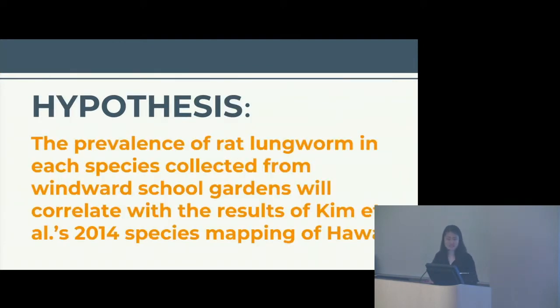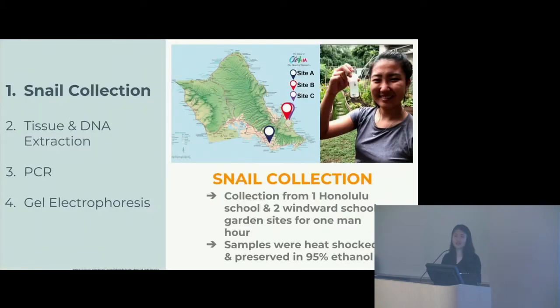So I hypothesized that the prevalence of rat lungworm in each species collected from the Windward School Gardens would correlate with the results from that prior 2014 study that I was looking at. Okay, so to begin, I collected snails from Iolani's Lower School Garden and two Windward School Garden sites, with around 50 snails at each site.